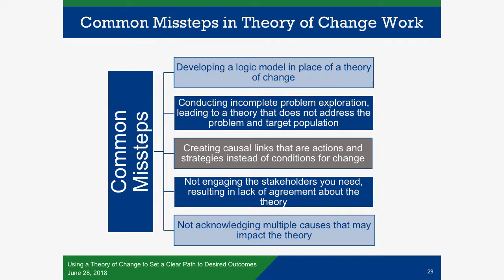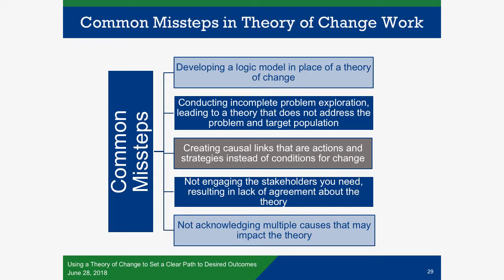Another common misstep is that a theory of change doesn't actually end up addressing the problem and target population identified. So if the theory of change is done in the absence of all of the good information about the root cause, contributing factors, and target population, then it really can't serve as a reliable roadmap to get to the intended outcome.